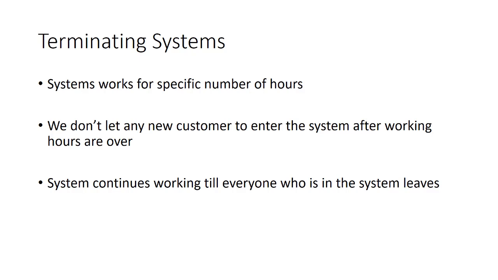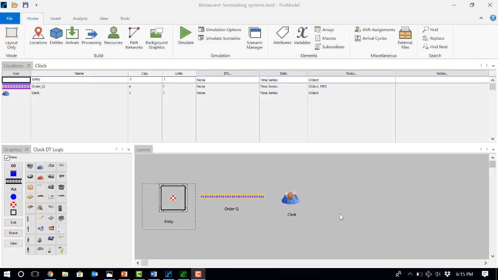Now let's see how we can potentially simulate a terminating system. The system that we are going to simulate is a restaurant. So it's a simple system. This restaurant is a terminating system because it is working for 8 hours a day, and after 8 hours they close the door. They don't let any new customer come in, but they continue working till everyone who is already in the system gets the service and leaves the system.